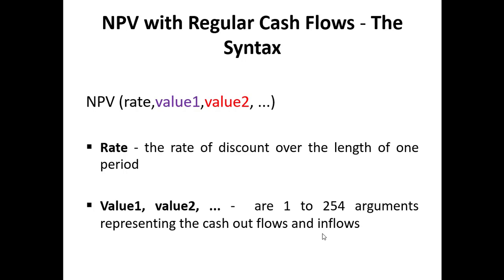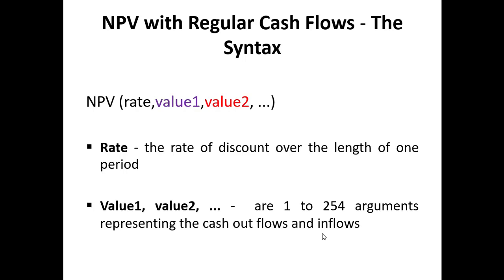Here you can see the syntax. For the NPV, you have to identify two most important aspects. The first one is the discount rate, so you have to specify what the discount rate is. And then you need to identify the cash flows: what are the expected cash flows of a particular project or investment? That is what we call the value. So it is quite straightforward.